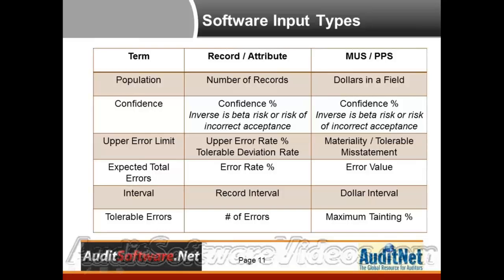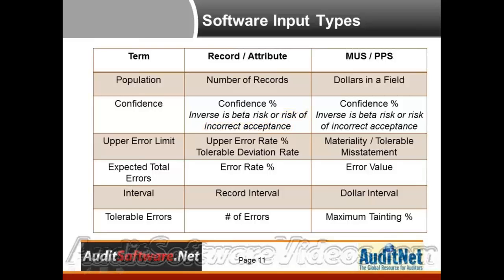Let's go back to what everyone calls it and see how it relates. So for the most part, you have a population, which in a record sample is your number of records, or in a monetary unit sample is more of, say, the dollars in a particular field: accounts payable, accounts receivable, inventory. Then you have a confidence percentage, and some people will call it beta risk, which is another name for this. And beta risk is the inverse of confidence.